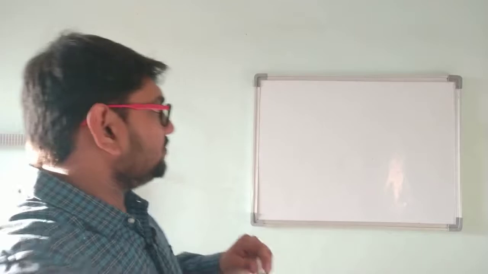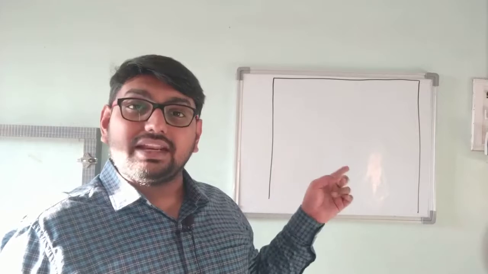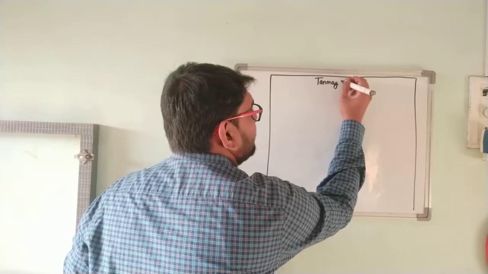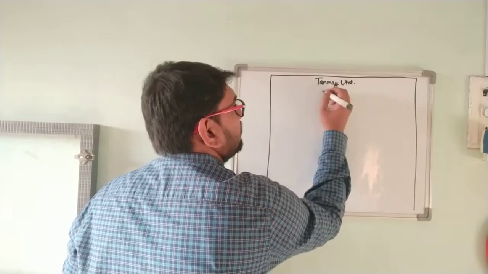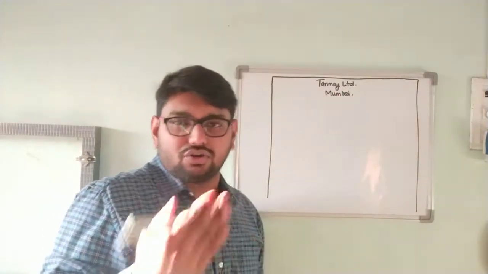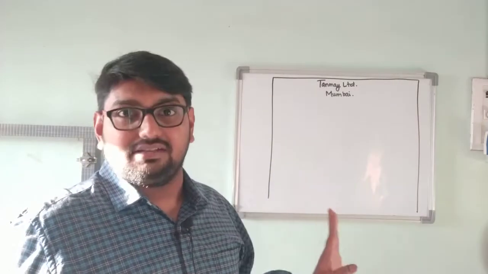The first step of drawing the receipt remains the same as it is for all the source documents. So you have to draw the three sides of a source document. So I have drawn the three sides of the receipt. Now I will write the name and address of the receiver's organization. So if I have received the money, I have to write the name of my organization. So let us assume Tanmay Limited, Mumbai. Obviously the address can be longer or shorter as per your liking. If the question mentions an address, you have to write the entire address.